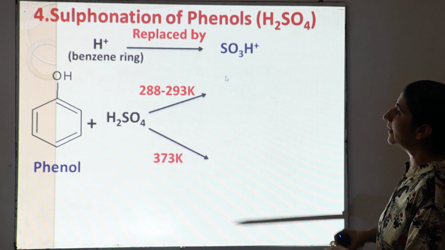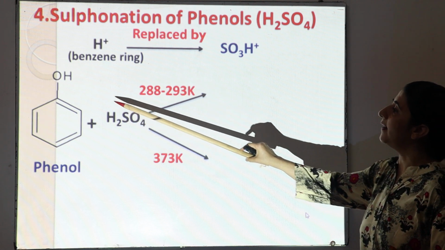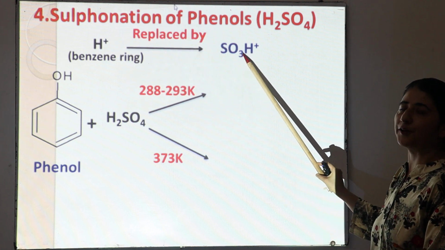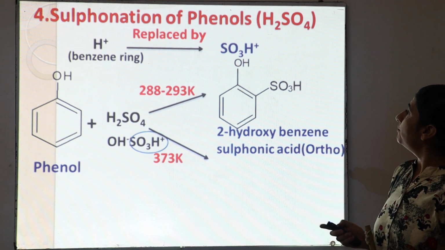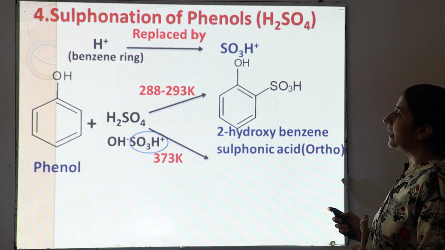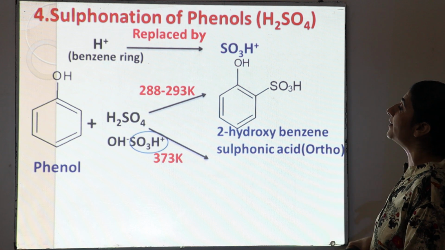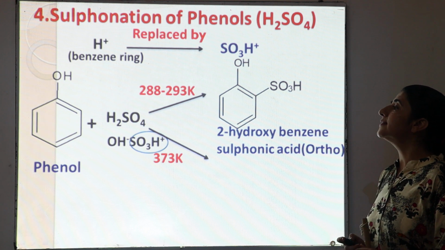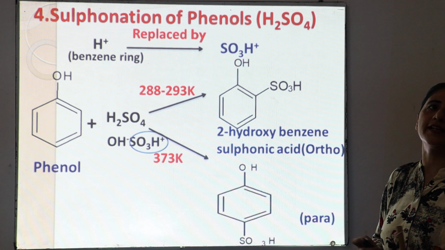So what will happen when the reaction takes place at this temperature? In this case, only the ortho hydrogen atom of the benzene ring is replaced by the sulfonic group, so we get the product 2-hydroxybenzene sulfonic acid. And if the reaction takes place at the high temperature of 373 Kelvin, then the para hydrogen atom of the benzene is replaced by the sulfonic group and we get 4-hydroxybenzene sulfonic acid, or we get the para product.